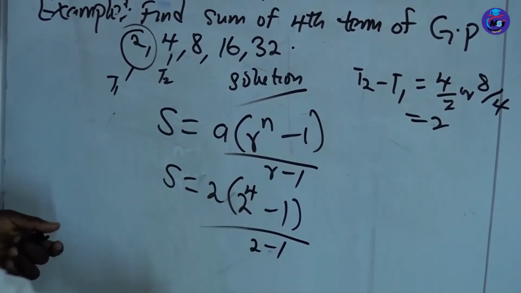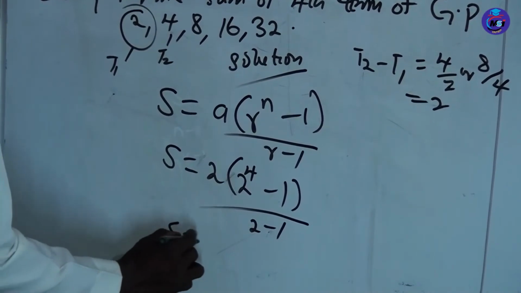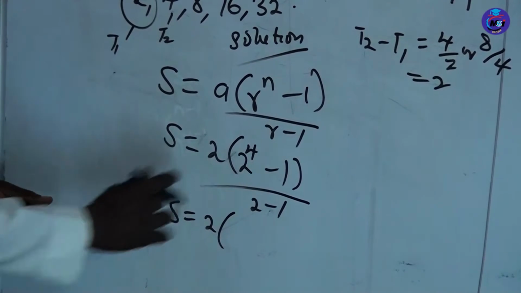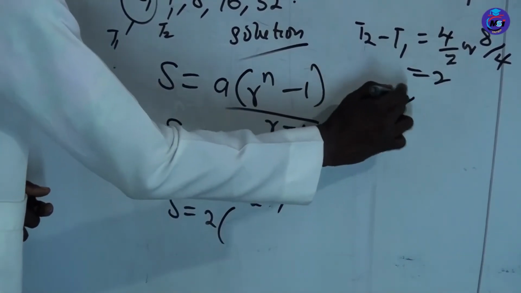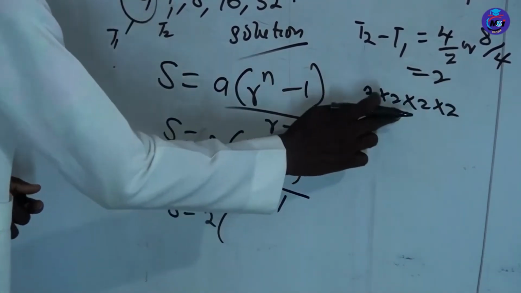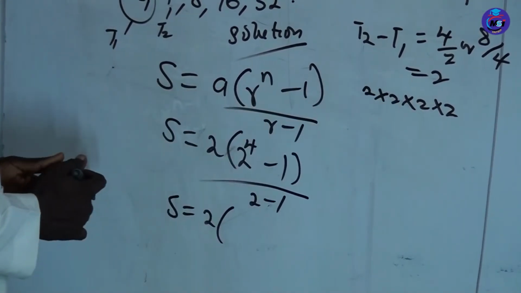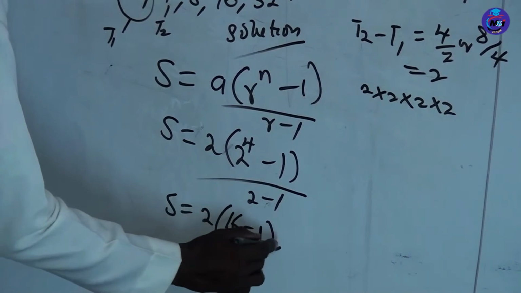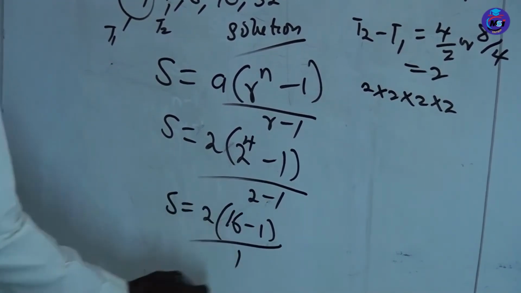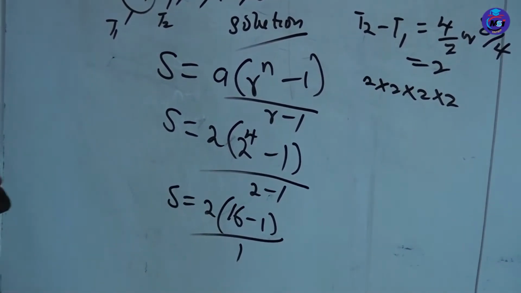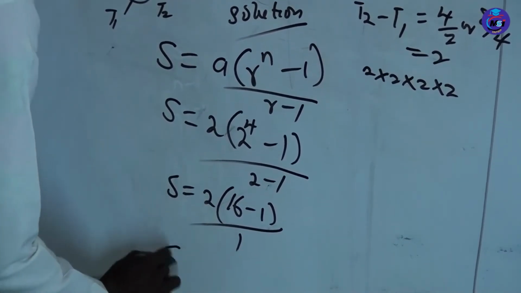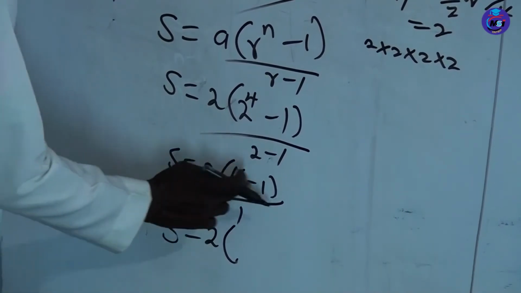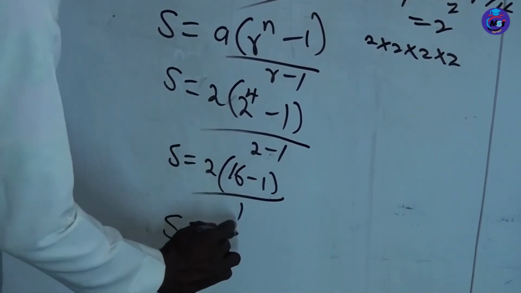So S will give us 2 bracket 2 raised to power 4, which means 2 times 2 times 2 times 2. 2 times 2, 4. 4 times 2, 8. 8 times 2, 16. This will give us 16 minus 1, over 2 minus 1, which will give us 1. Okay. Now, S will give us 2 bracket 16 minus 1, which will give us 15.